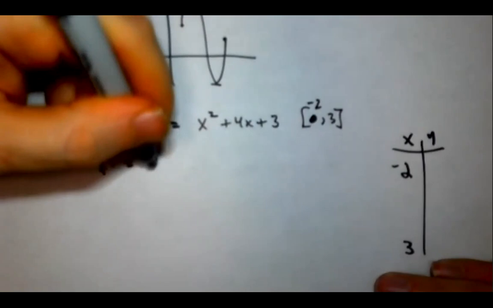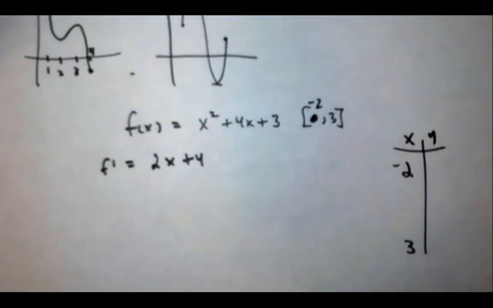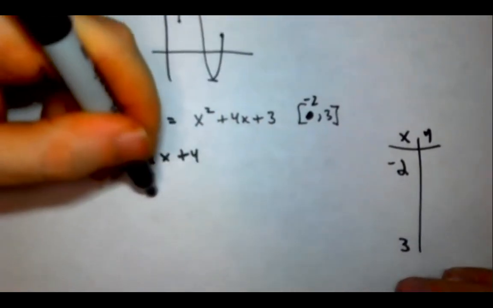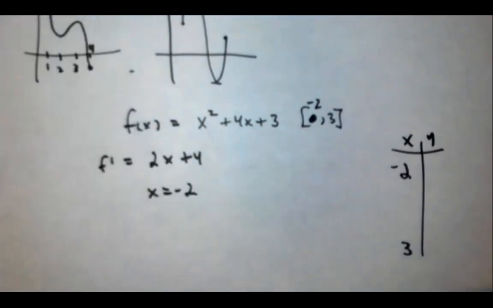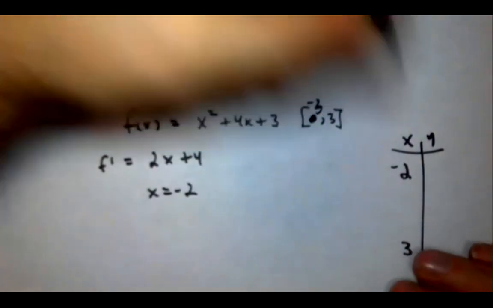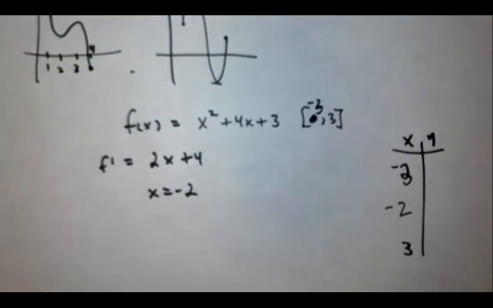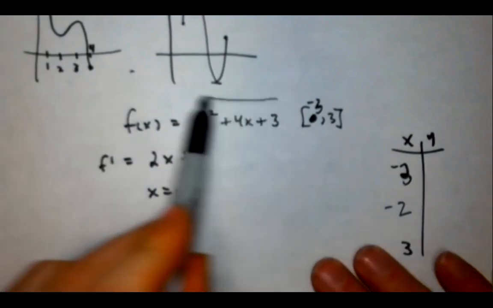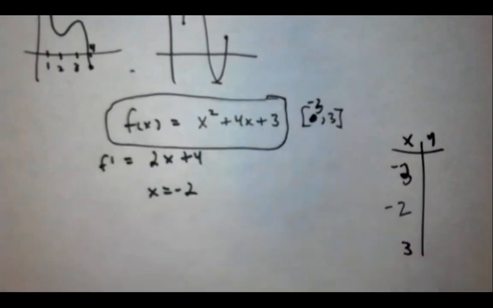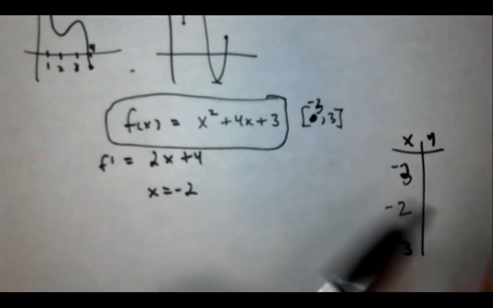So f prime is 2x plus 4. Solve that out. X is equal to -2. I'm going to change this problem again because I'm still making this up as I go, from -3 to 3, so that my -2 fits in there. But you get the gist of what I'm trying to show you. So you're taking the endpoints and the critical points, and we're going to plug them into the original. And then the highest point you get is your max, and the lowest point you get is your min. And that's how you find absolute extrema, right?